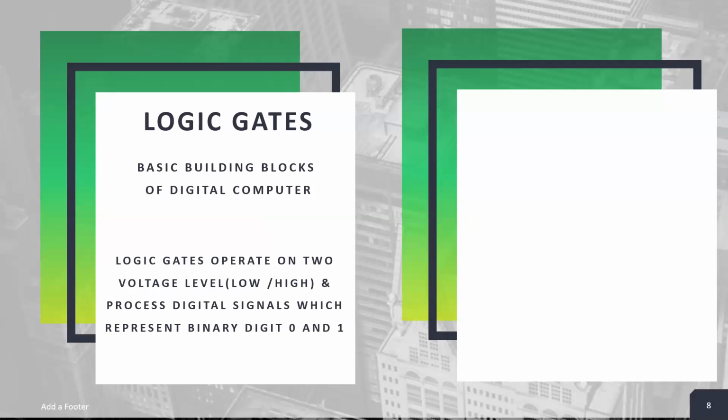These logic gates operate on two voltage levels, low or high, that is, 0 and 1. When the voltage is low, it means the binary number is 0, and when the voltage level is high, it means the binary number is 1. They process digital signals which represent binary digits 0 and 1.